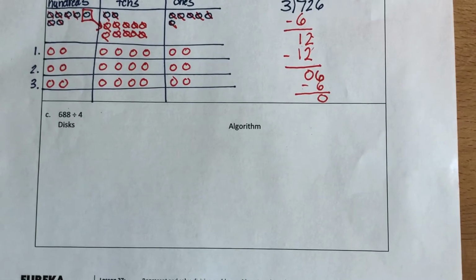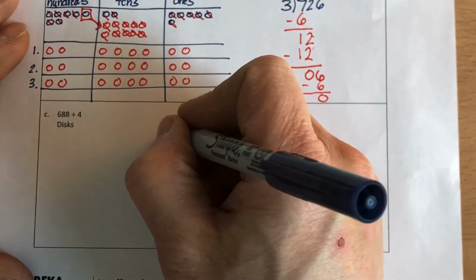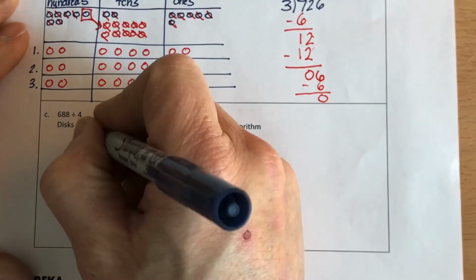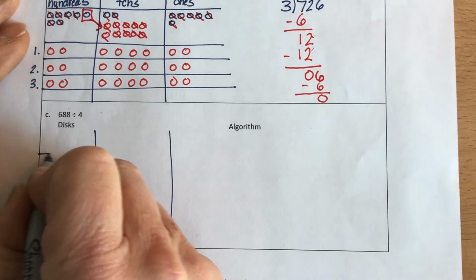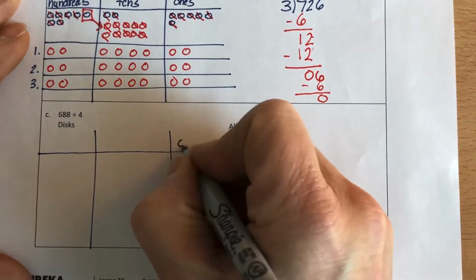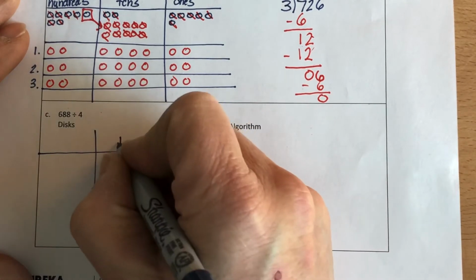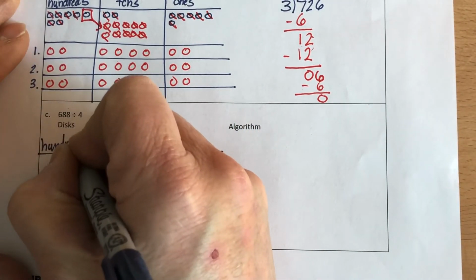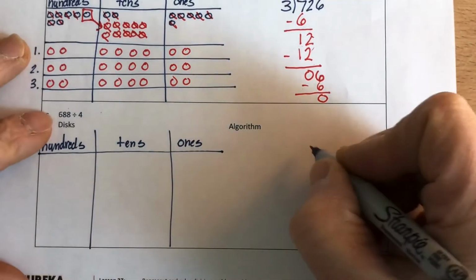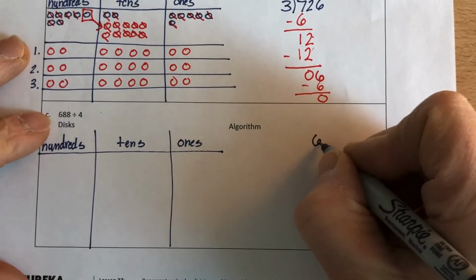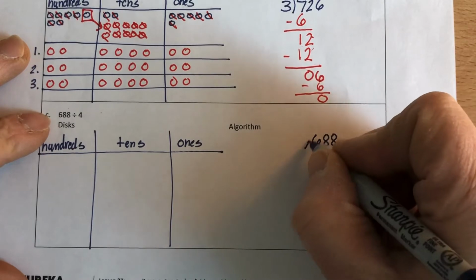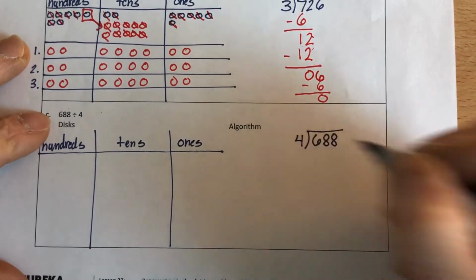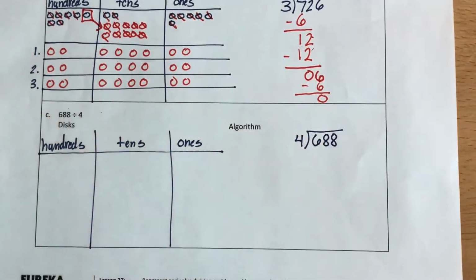688 divided by 4. Make my T-chart. Ones, tens, hundreds. Okay, and let's do my algorithm over here. It'd be 688 divided by 4. Okay, now I'm going to take a look here and see what we got.